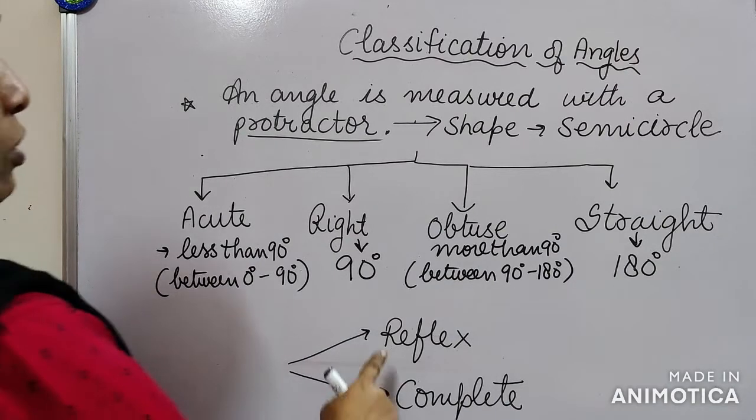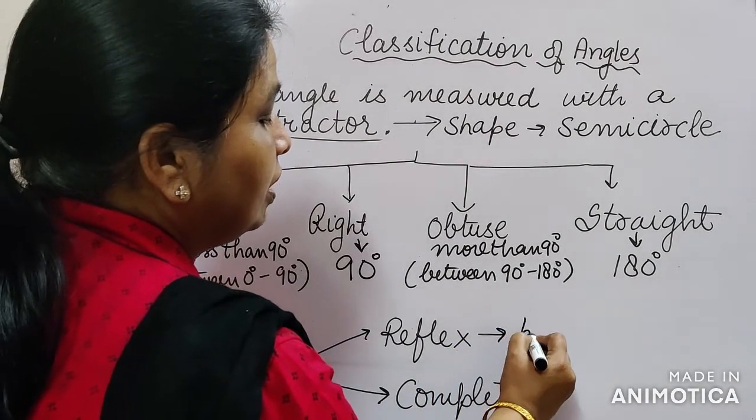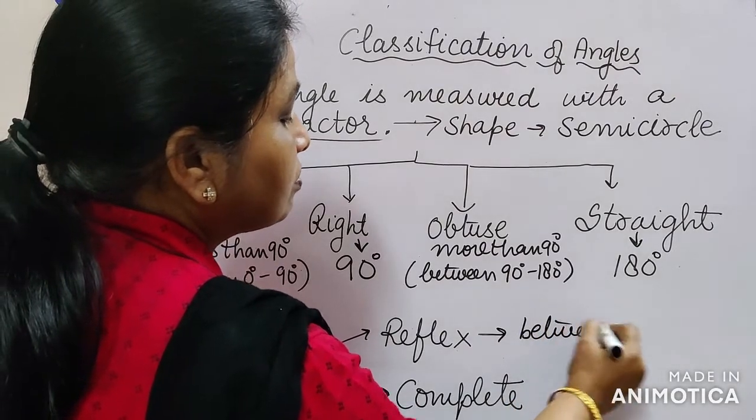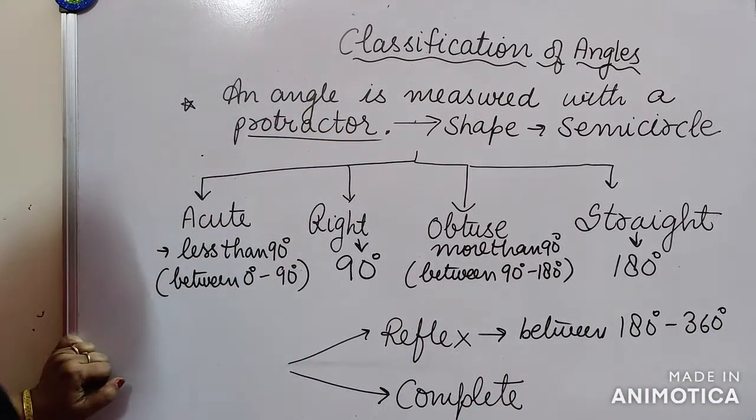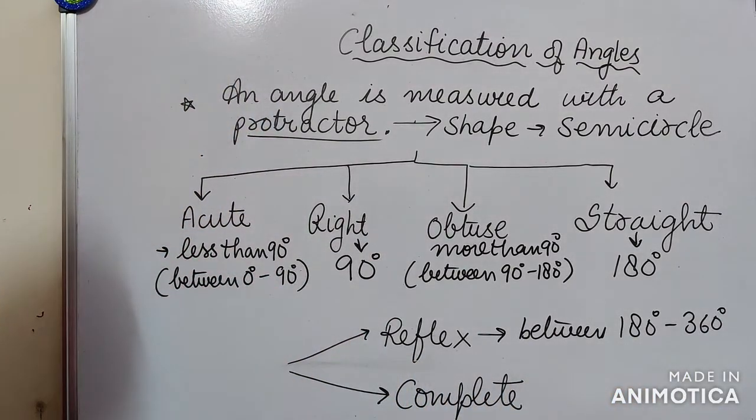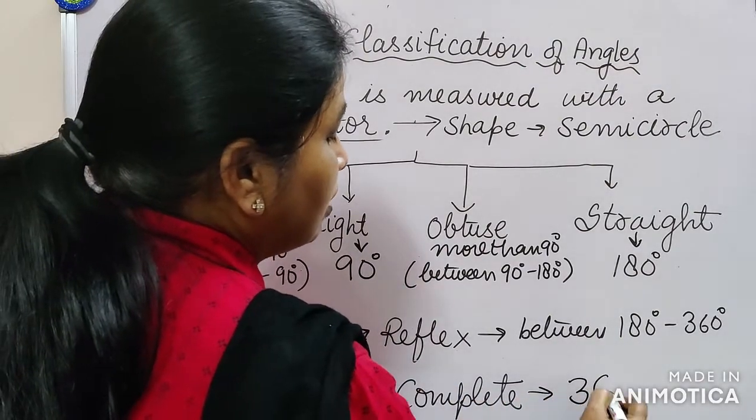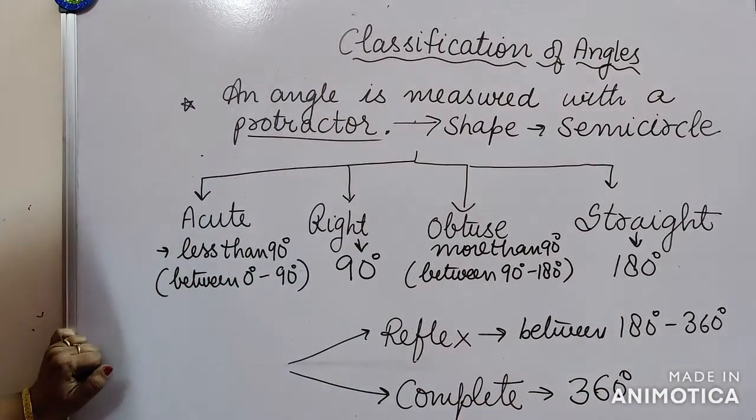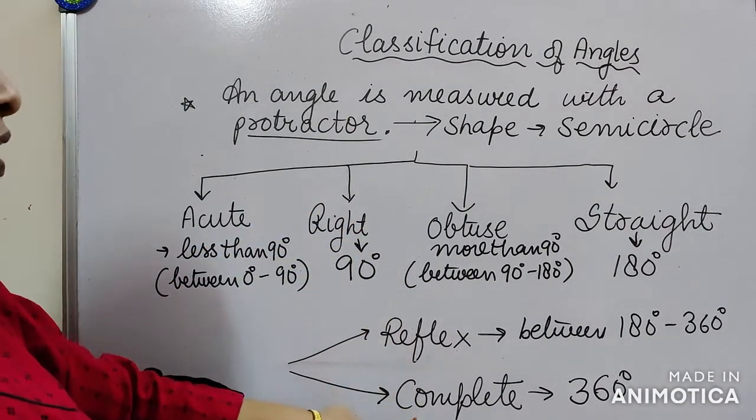Now the next two angles are reflex and complete. Reflex angle means when it is between 180 degree and 360 degree, that angle is called a reflex angle, as 230, 250, 300, 320, 340. Between 180 degree and 360 degree, the angle is called a reflex angle. And complete angle means when it takes the full round, exactly 360 degree angle is called a complete angle. So there are 6 types of angles.